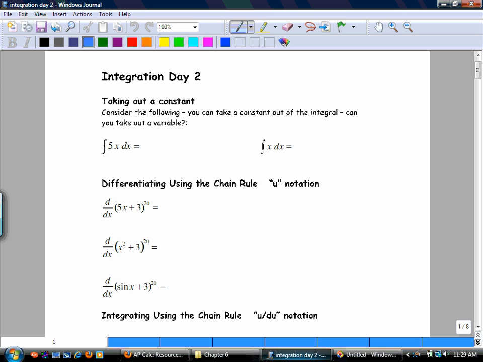Okay, so taking out a constant. Integration day 2, consider the following. You can take out the constant of an integral, but can you take out the variable? So the first one, can I take out the constant? Yes, I can. I can rewrite this as 5 integral x dx. What about the variable itself? No, of course not. It's got to stay as integral of x dx. Unfortunately, you can't take out the variable. Otherwise, you're getting rid of the entire question.